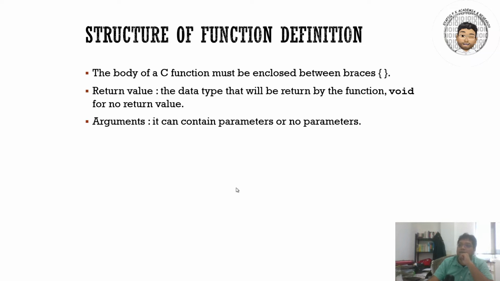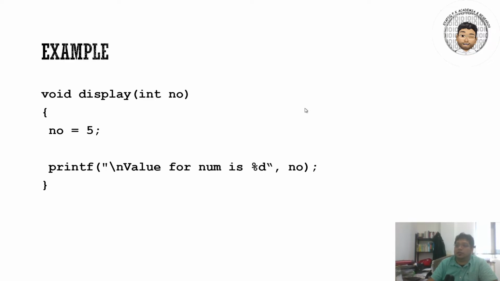All of those functions must be enclosed between braces. It's the same as main, only that main is the main function. The other functions we call sub functions. This is what we use inside the main to simplify our code. You have the return value, which means what value the function gives back, and then you have arguments, which are the parameters that the function needs to operate. So these three pieces of information are what you need to create your own function.